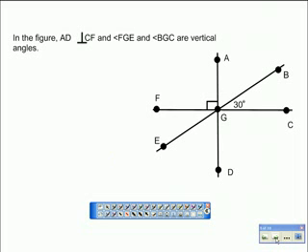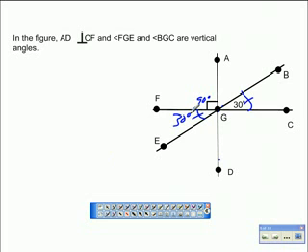In the figure, AD is perpendicular to CF. So AD perpendicular to CF, yeah, we got that. We have the box in here, so we know this is 90 degrees. And the measure of angle FGE and BGC are vertical angles. So I know FGE is congruent to BGC, because they're vertical angles. So if this BGC is 30, what's FGE? 30, right. They're congruent.